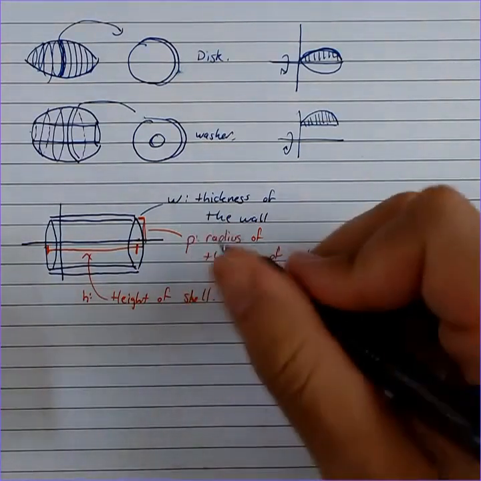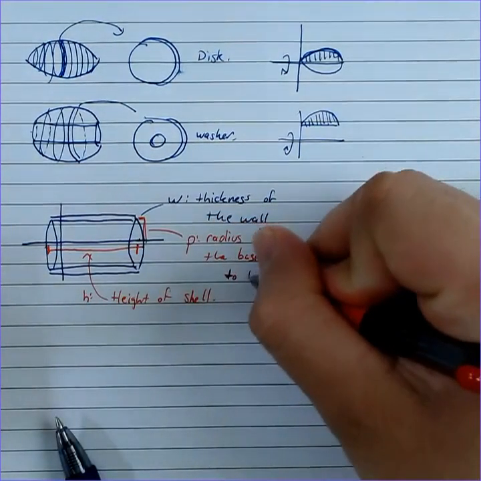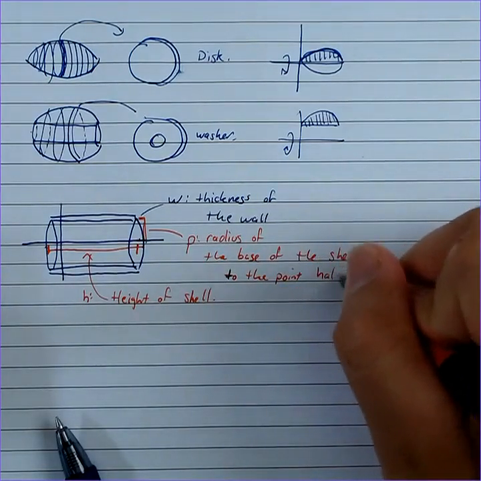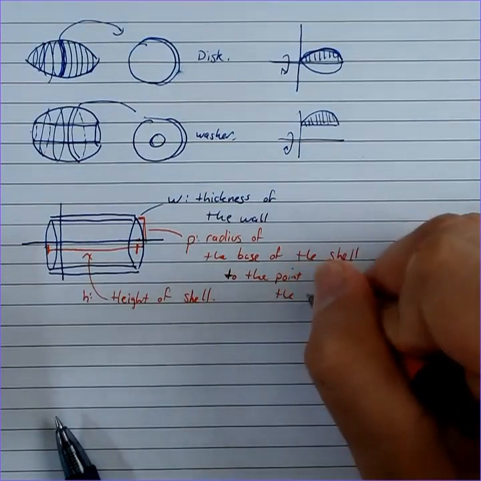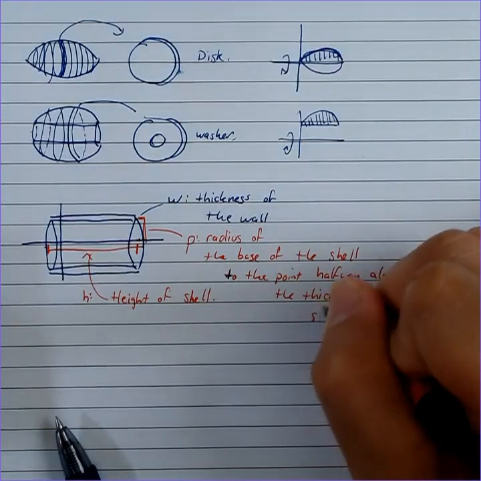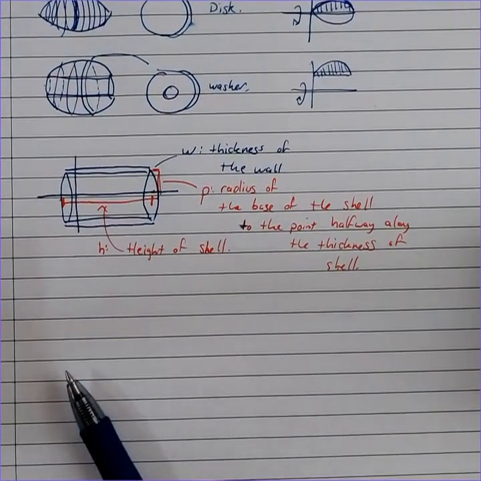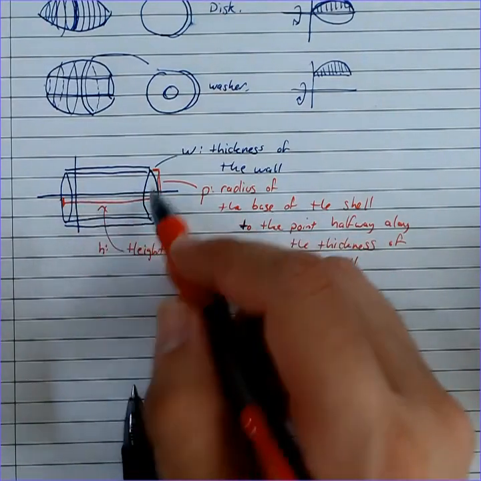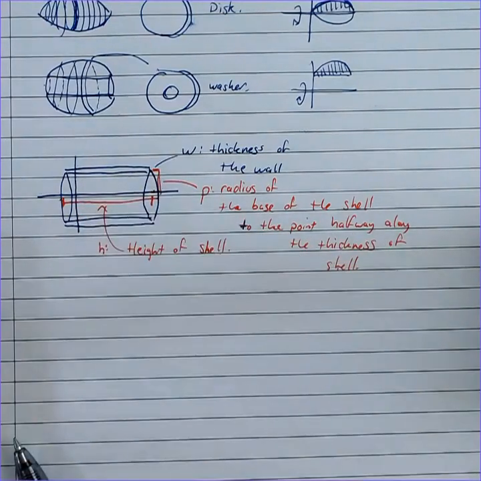So it's the radius of the base of the shell to the point halfway along the thickness of the shell. And that'll become important here in just a moment when we actually quantify this stuff. All right, so we're going to have a cylinder. So now forget that that's hollow. We'll worry about the hollow part in a second. Pretend that's completely filled in from the outermost edge to the other outermost edge.